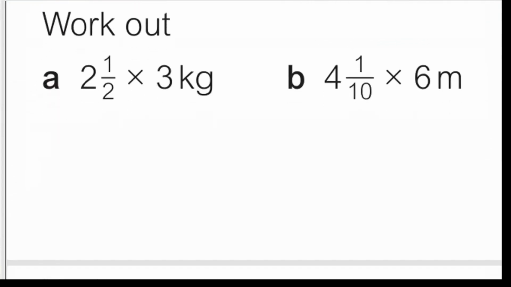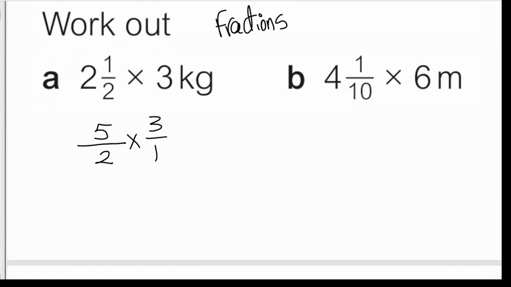In multiplication, we only use fractions. So you need to turn them into improper fractions. 2 times 2 is 4, plus 1 is 5. So you have 5 over 2 times 3 over 1, which is 15 over 2. And then 15 divided by 2, turned into a mixed number, becomes 7 and 1 half, or 7.5.